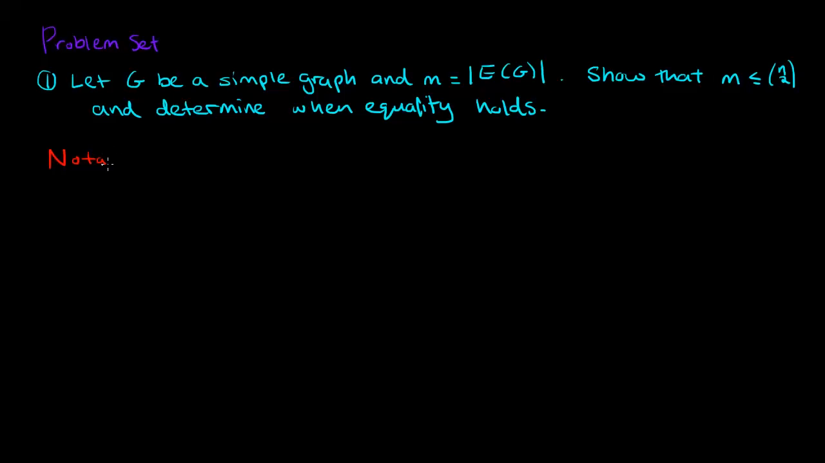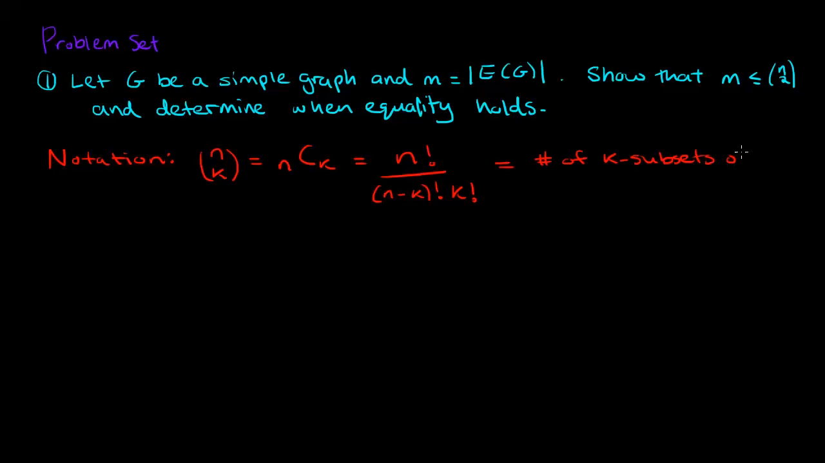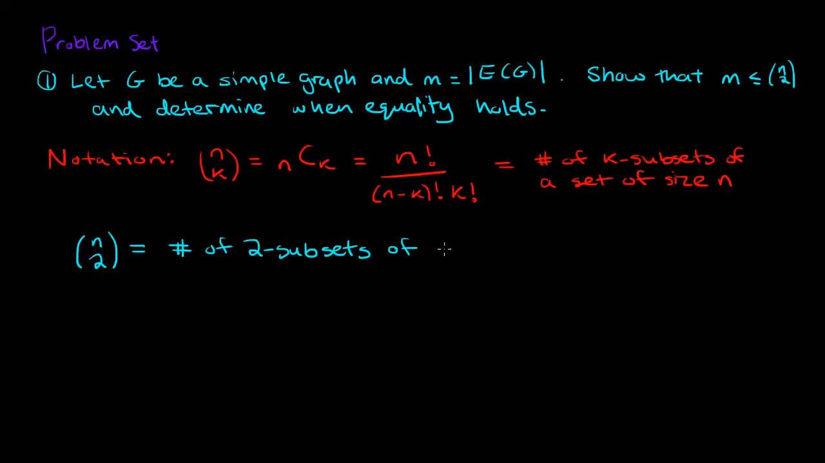Let's start with a notation reminder. N choose k, which you may have seen written as nCk, is equal to n factorial divided by n minus k factorial times k factorial. And that's equal to the number of k-subsets of a set of size n. So n choose 2 is equal to the number of 2-subsets of an n-set. Remember that an n-set just means a set of size n.